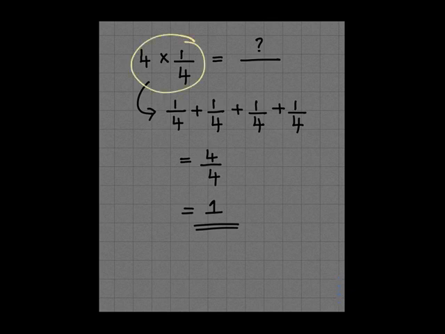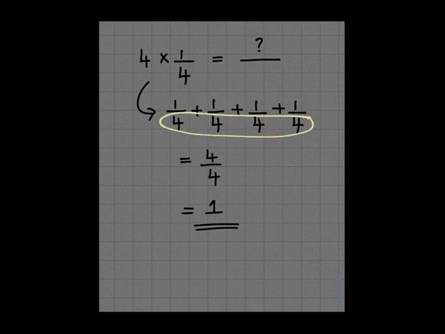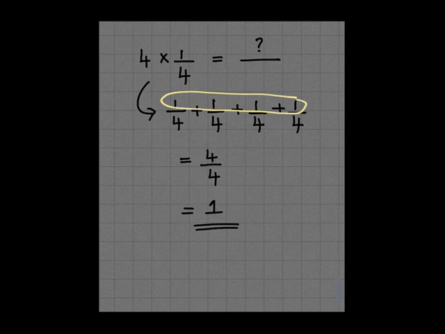Let us solve 4 times 1 by 4. Let us write this 4 times 1 by 4 as repeated addition. So it is 4 times this number. So let us write the number 4 times. 1 by 4 plus 1 by 4 plus 1 by 4 plus 1 by 4. And if you see here, all the denominators are same. So write the denominator as such and add all the numerators together, which is 4. So 4 by 4 is 1.